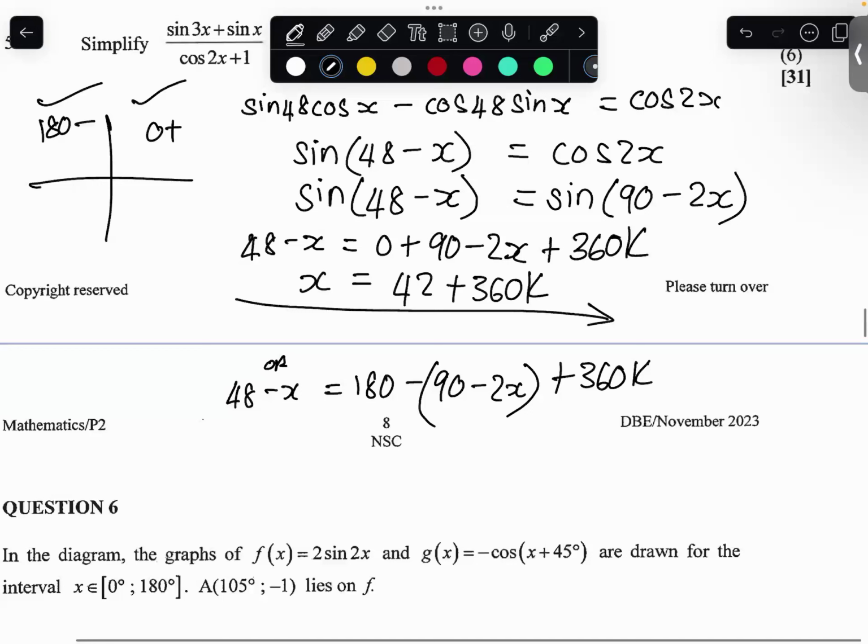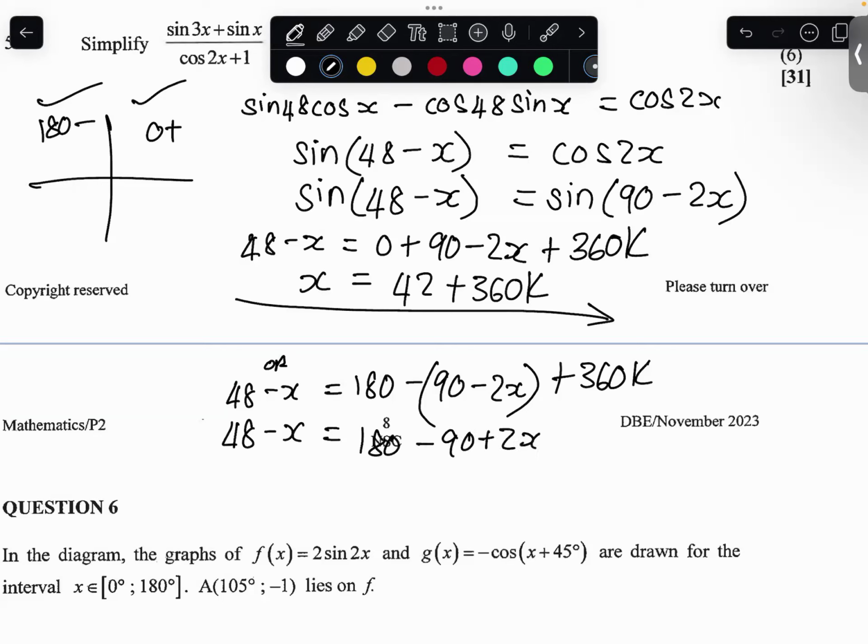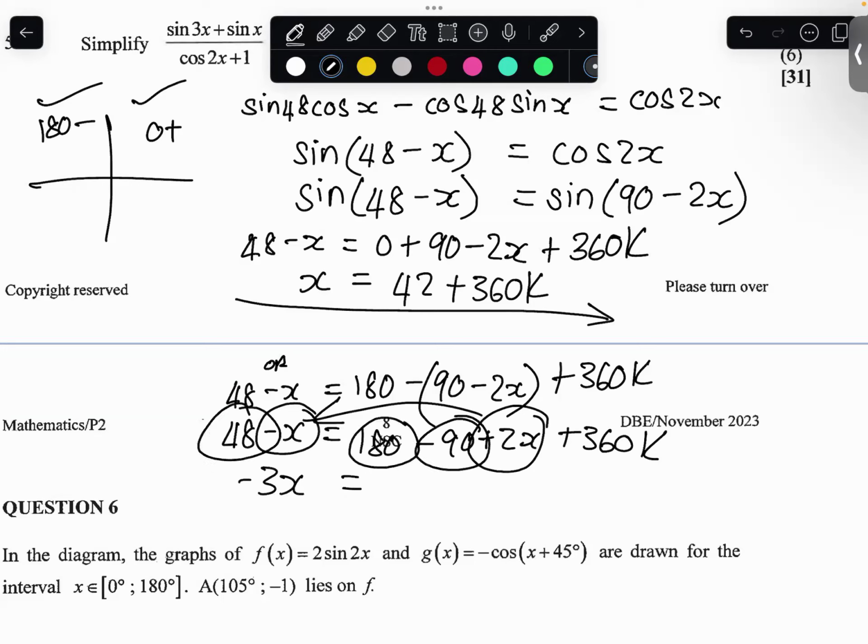Second one is you're going to get rid of that bracket. That's 48 minus x is equal to 180 minus 90 plus 2x plus 360k. Right? That gives you minus x minus 2x on that side gives you minus 3x is equal to 180 minus 90 minus 48 gives me a 42. Let me just see. Gives me a 42. All right? It gives me, yeah.